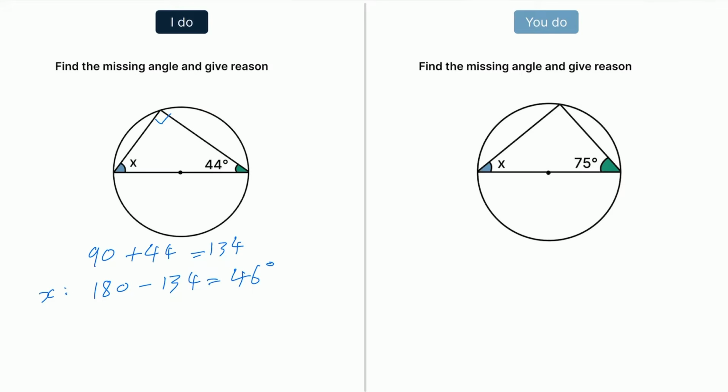Now, with these type of questions, you always get marks for giving a reason. So your reason here, you would write it out. I'm not going to keep writing the reason out. Usually I'll just say it, but in this example, I'll write it out.